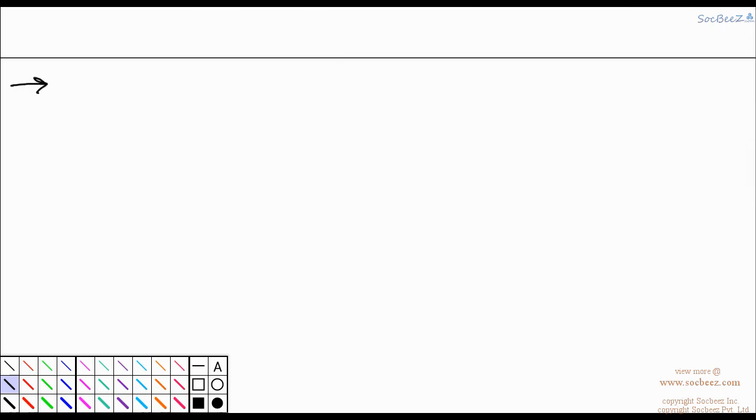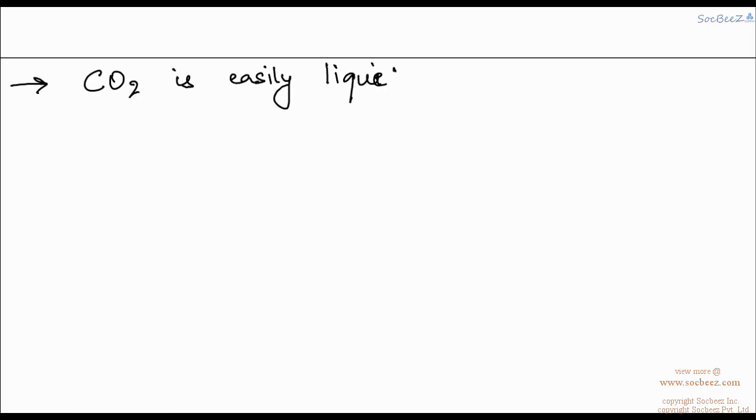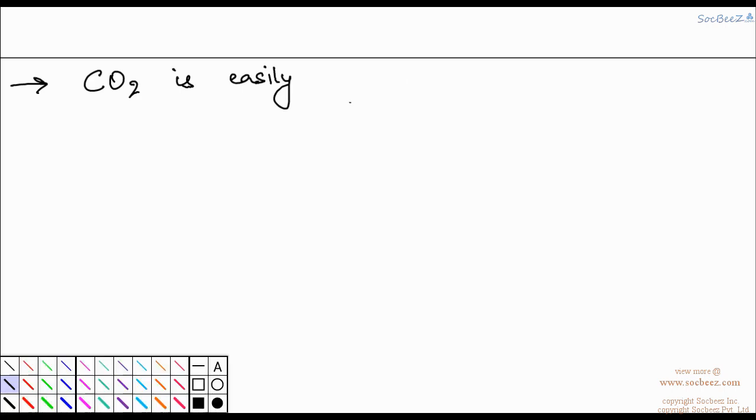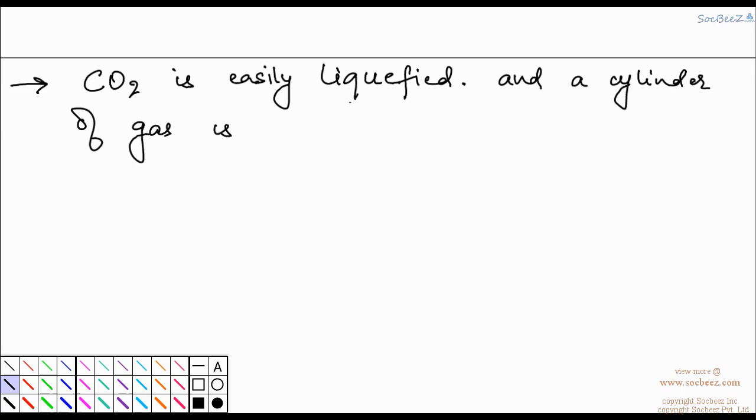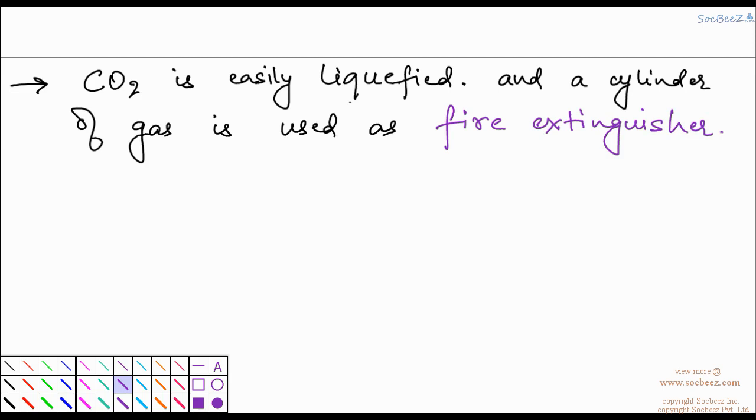Going further with the properties, CO2 is easily liquefiable. You can easily liquefy CO2, and a cylinder of this gas is used as, compressed CO2 or liquefied CO2 can also be used as a fire extinguisher. You must have seen this, that we use compressed CO2 as a fire extinguisher.